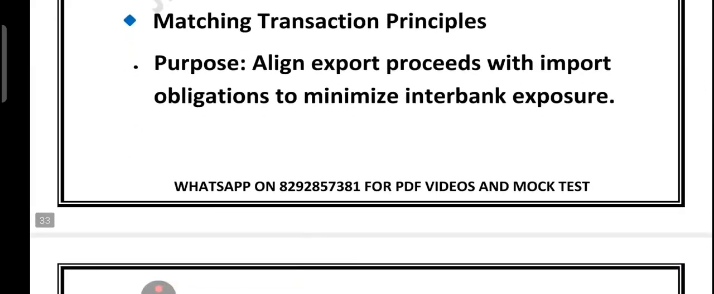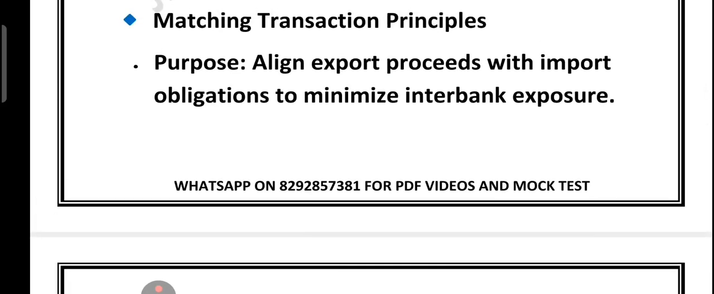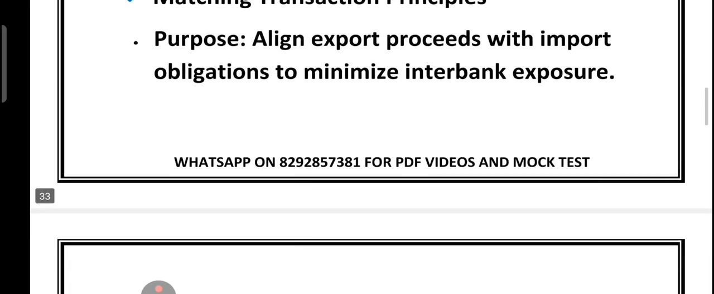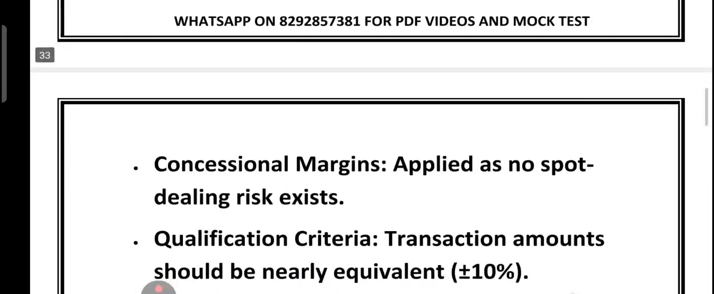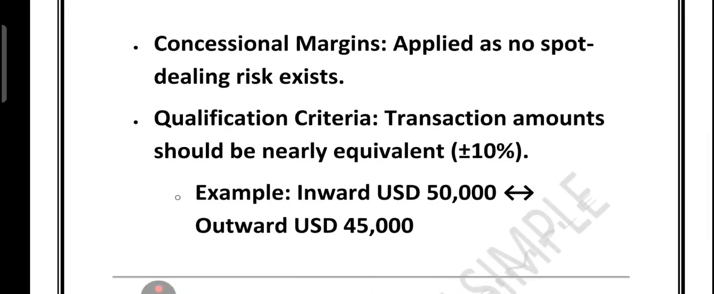Now let me give you some examples of matching transactions. You know very well that this transaction is used to align export proceeds with import obligations to minimize interbank exposure. This is applied as no spot dealing risk exists. The qualification criterion is that the transaction amounts should be nearly equivalent, that means plus or minus 10%.